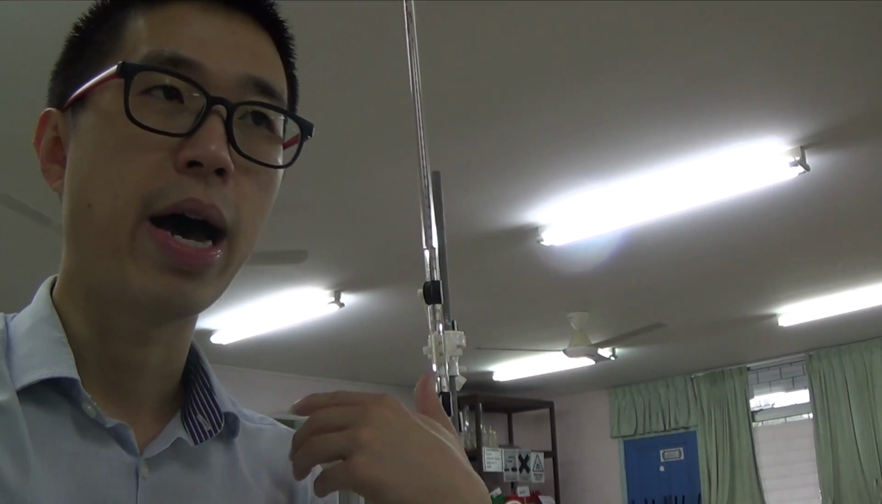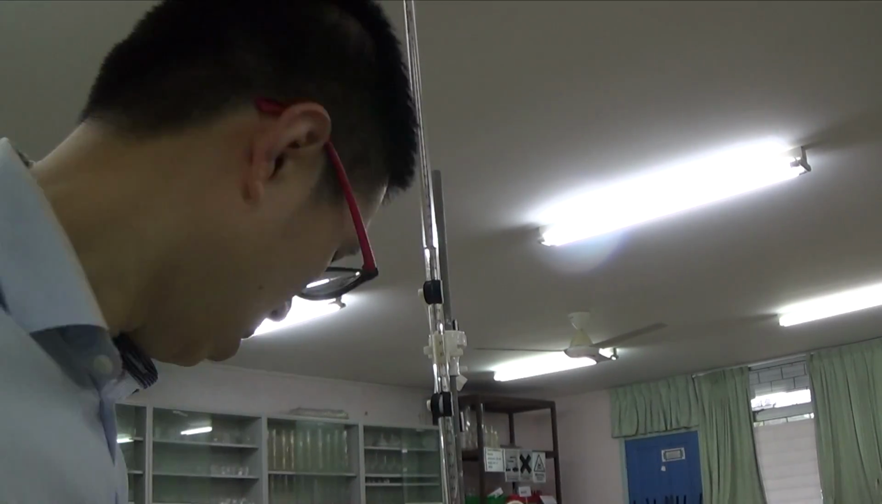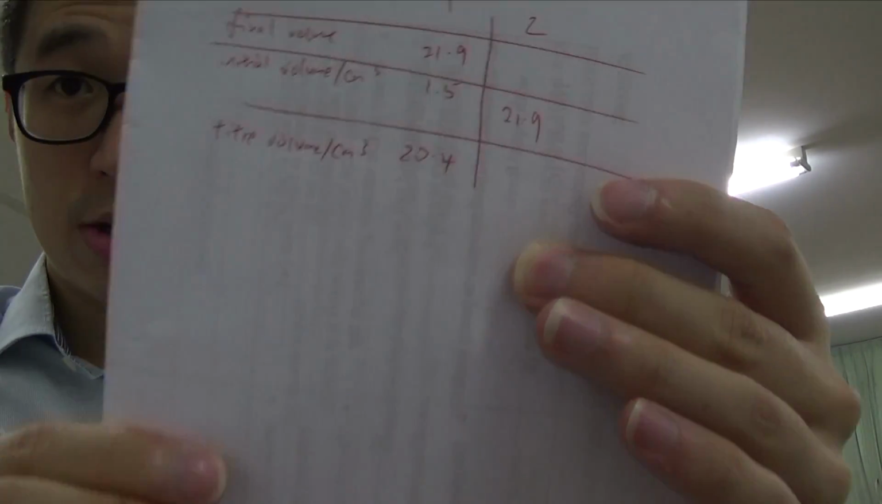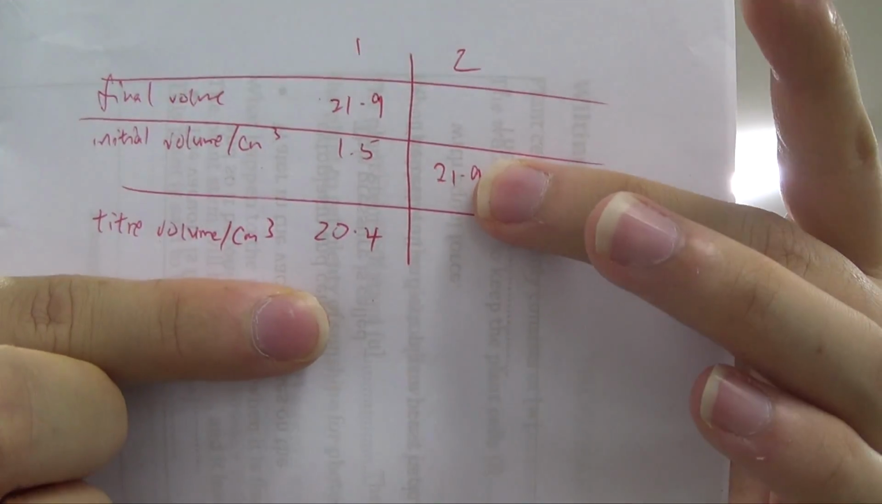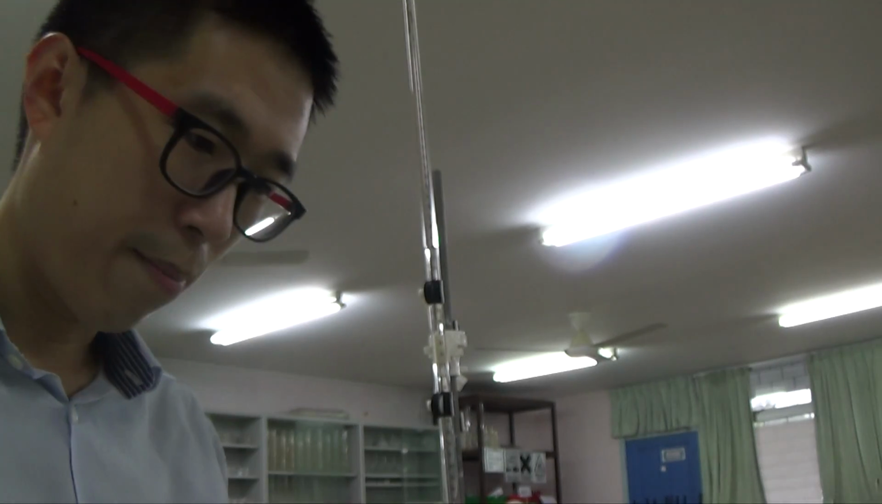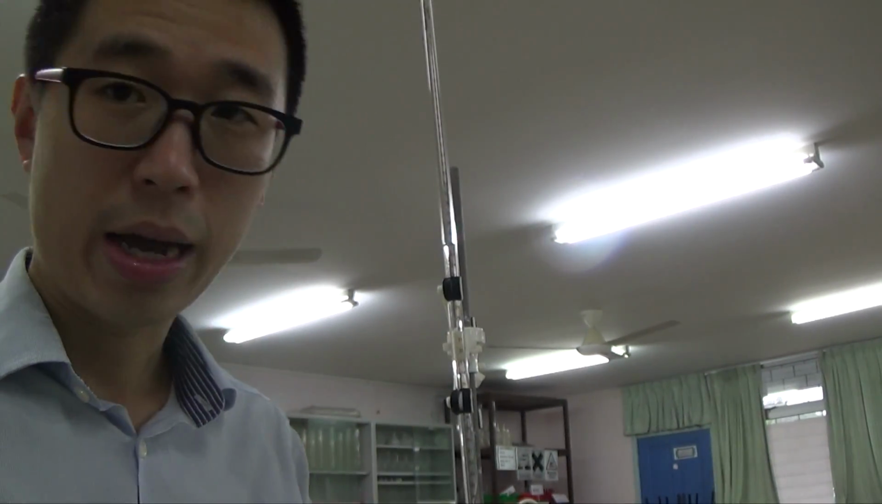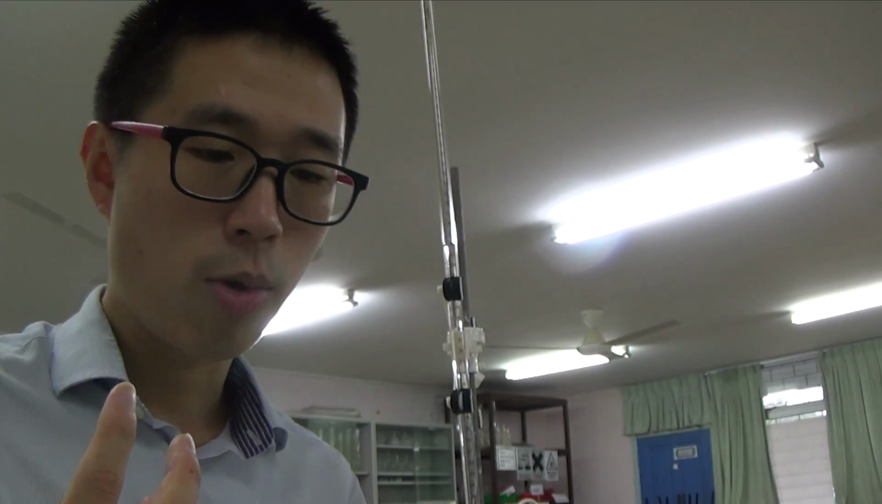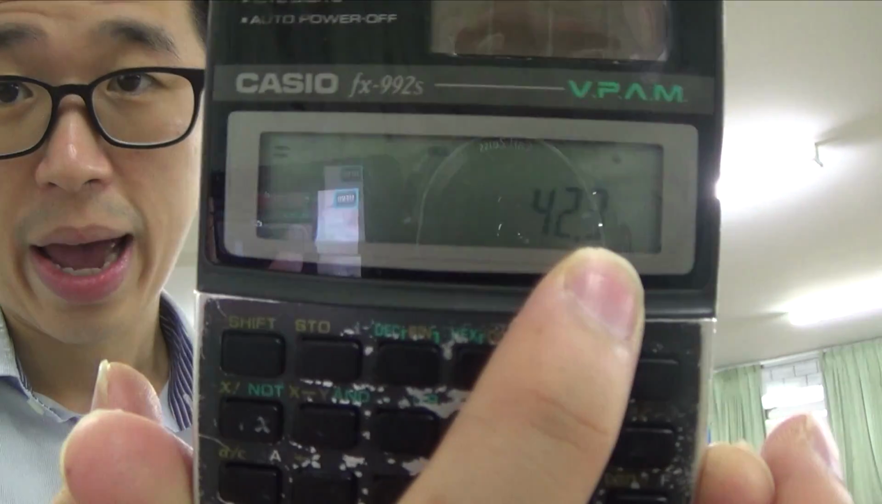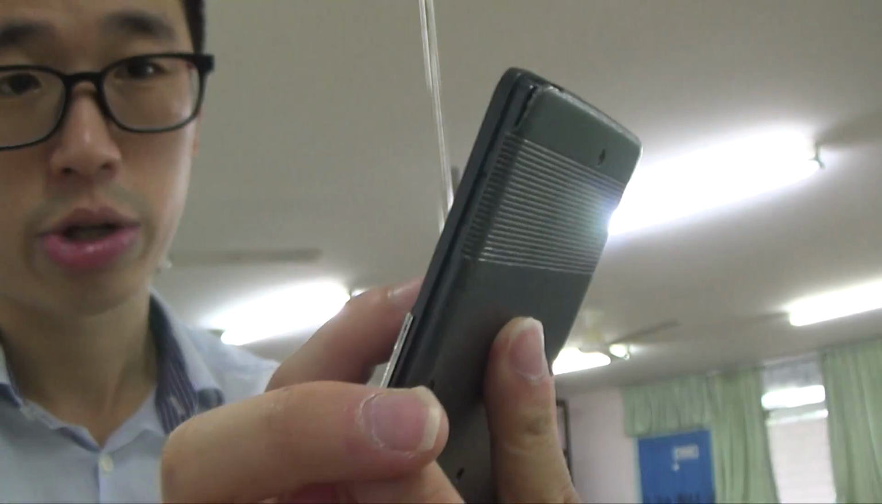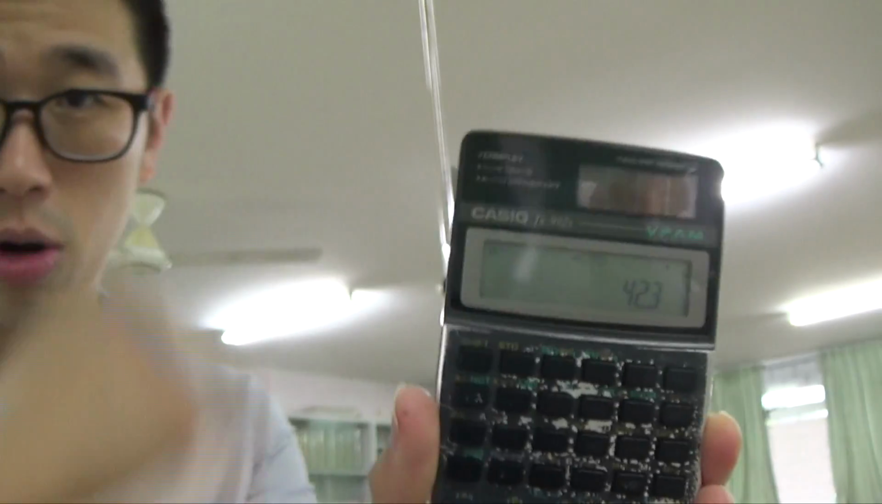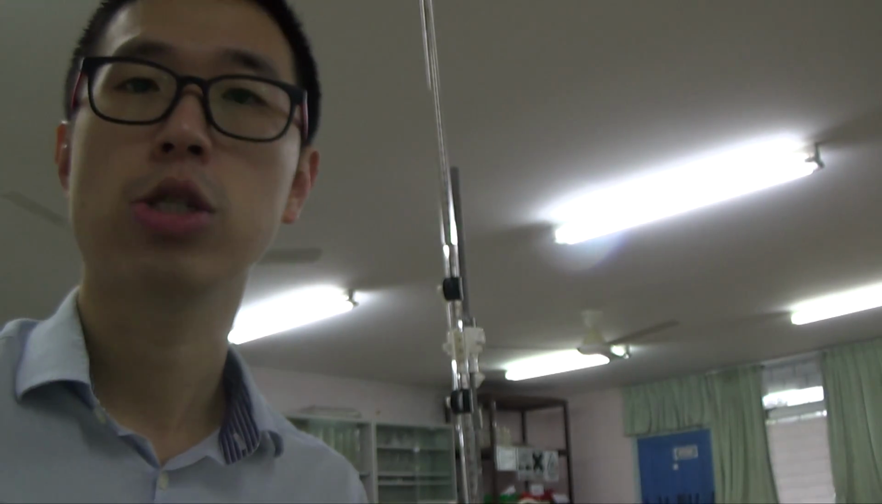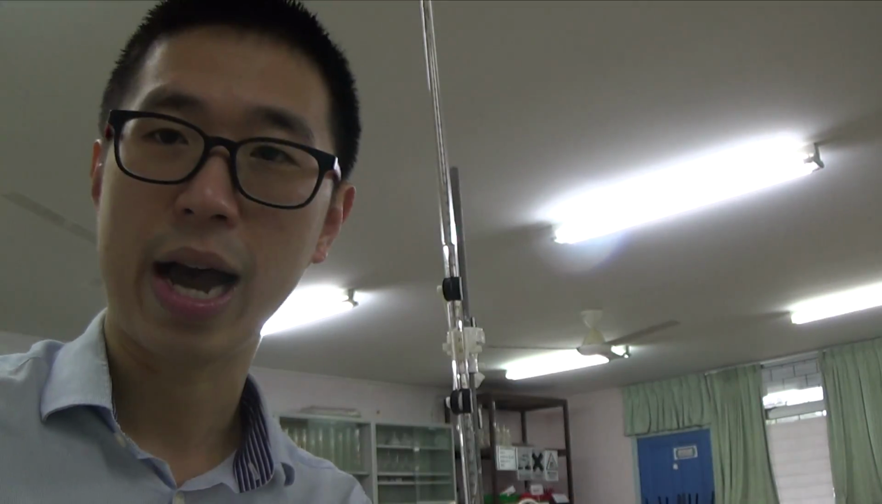So I could add my rough titre to my initial volume. My rough titre was 20.4. If I'm starting from 21.9, 21.9 plus 20.4, I get 42.3. So this 42.3 is going to be a rough titre. I want to be careful when I am very close to 42.3, maybe around 40. I'll let it go fast until 40, then I'll go drop by drop just to be safe and get an accurate titre with one drop.